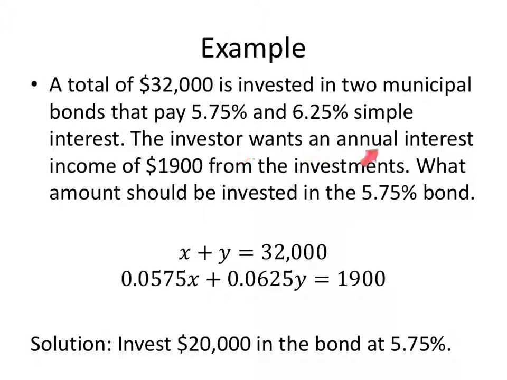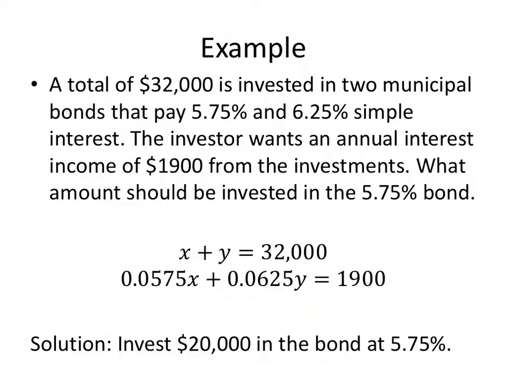Simple interest, annual interest income. It's a simple interest in which 5.75% multiplied by the amount invested will be the amount of return, the amount of interest. So always in percentages, put them in decimal form. 0.0575x plus 0.0625y equals the $1,900 interest income.